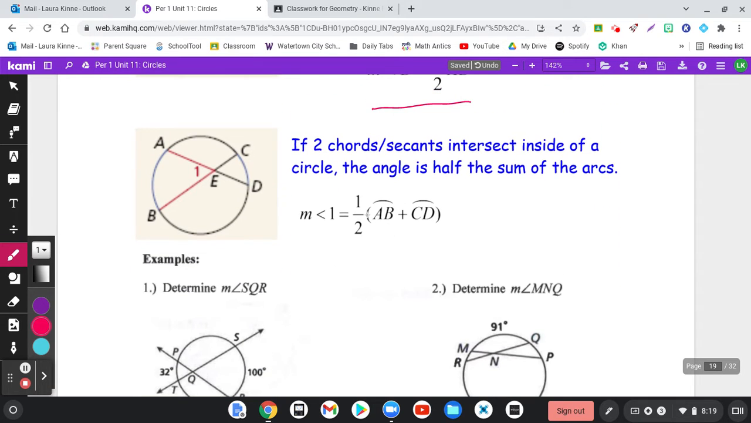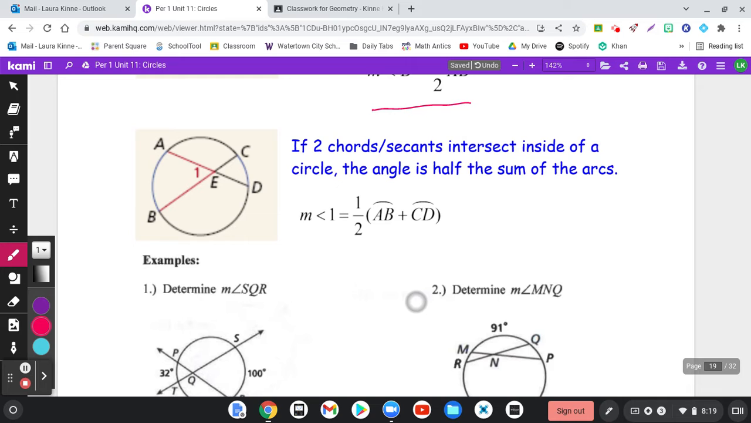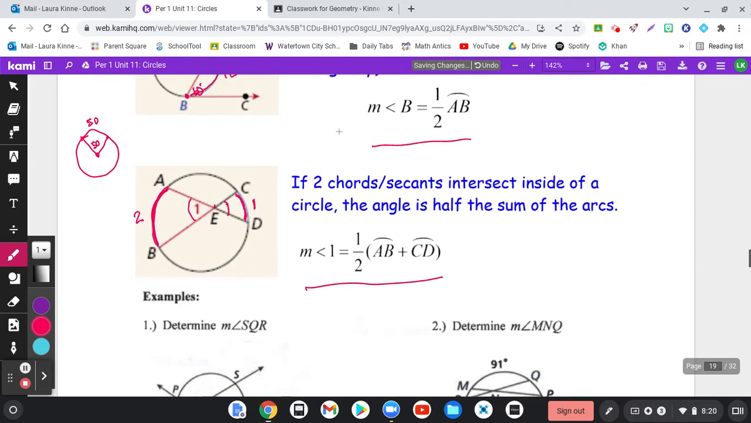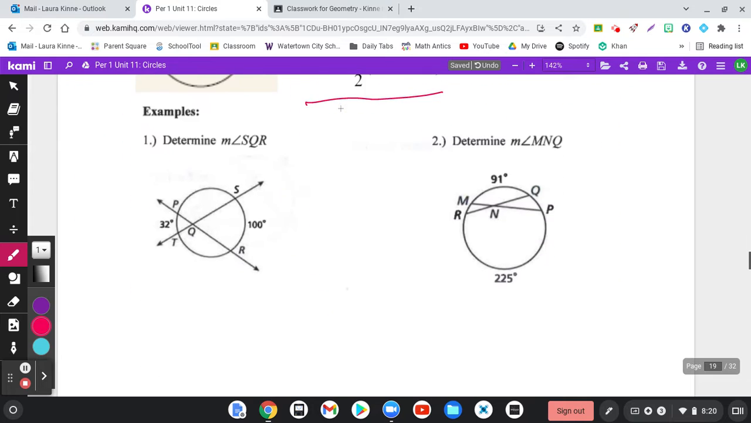When you have two chords and your angle's not at the center, you're going to basically find the average of the two arcs. Because if you have an angle that's right at the center, let's say this is 50, then your arc's 50. Well, if it's not at the center, you're going to take this arc, and then add them together and cut them in half again. Okay, so let's just try some.